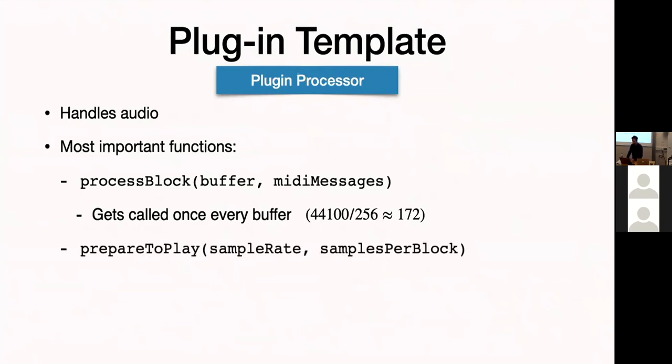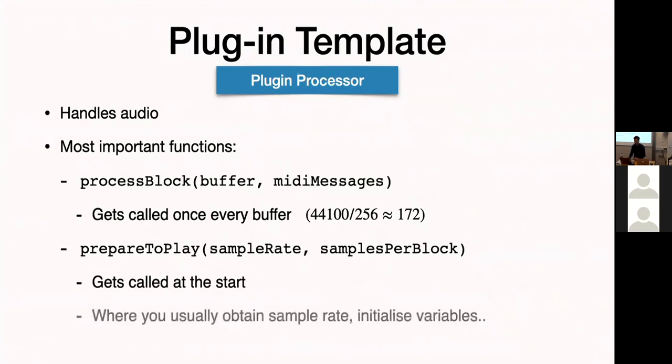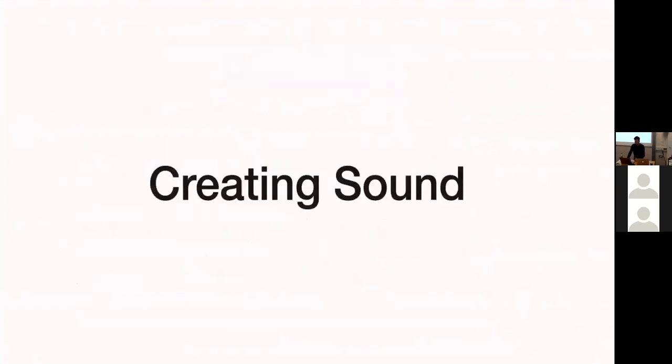Then we have prepare to play, which gets called at the start of the application. This is where you generally want to obtain your sample rate from your DAW or your plugin host and initialize your variables. For those of you who have experience with the audio toolbox of MATLAB, the process block is essentially the process function, and prepare to play could be seen as the reset function or the constructor where you initialize stuff. Okay? Okay, so let's create some sound then.